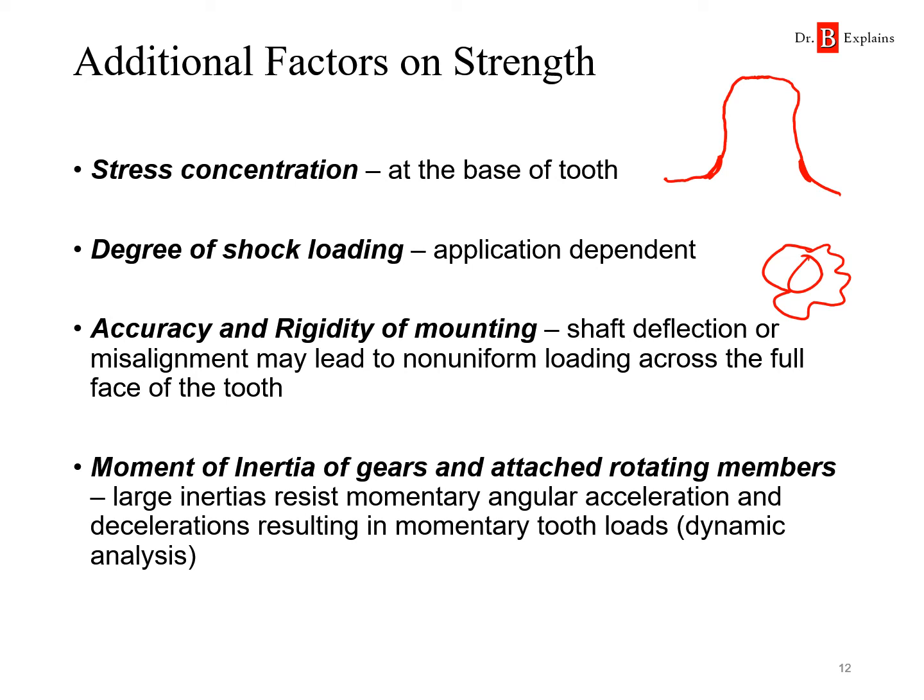Next is accuracy and rigidity of the mounting. What can happen is there's any shaft deflection or misalignment from the shaft. This is going to lead to non-uniform loading across the full width of the tooth. Remember, the teeth have an associated width with them. So if the alignment is not perfectly parallel, instead of nicely having an area line contact, it could be more to one side than the other. Anyways, we'll show you how to account for some of that.